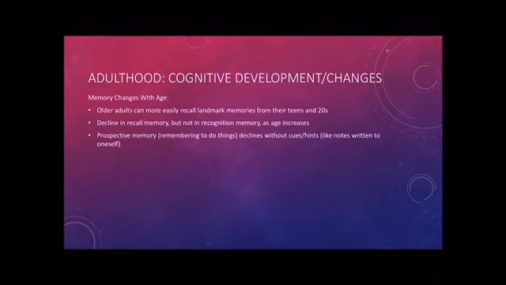And then prospective memory, which is remembering to do things in the future, tends to decline with age as well, unless people leave themselves cues or hints, like notes written to themselves on their cabinet or fridge or something like that.